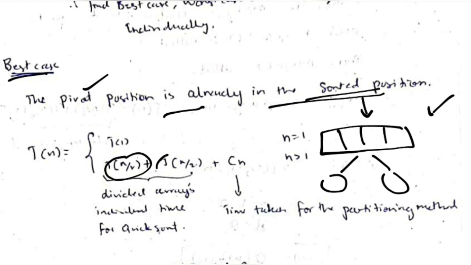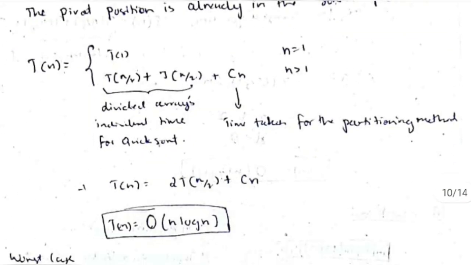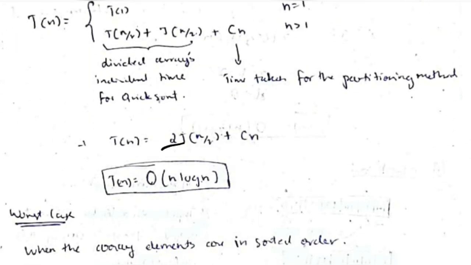So we'll be dividing, so T(n/2) times plus cn. cn is the time taken for the partitioning method. Okay, so for dividing, the time is cn, and for each of these individual parts, to find the pivot position, the time will be T(n/2) for this one and for this one. Okay, so T(n) will be 2T(n/2) + cn. By using the master's theorem, we'll obtain the time complexity as O(n log n).